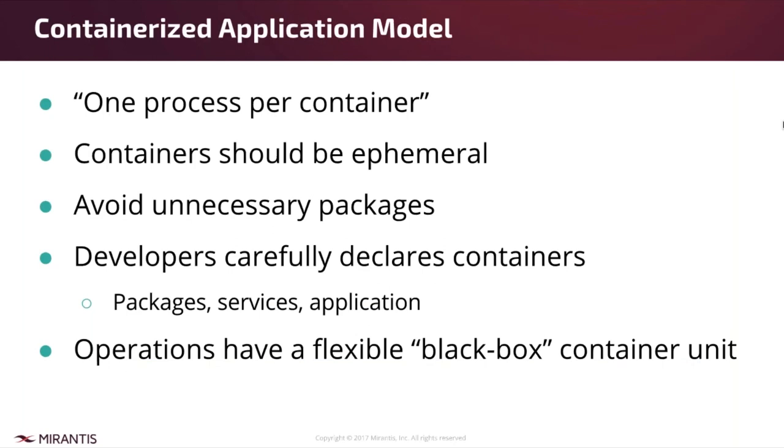Now the application model. So how should we define a container? What does an ideal container look like? Well, the rule of thumb really is to have one process per container. It's not necessarily a steadfast rule. And applications running in a container should be as ephemeral as possible. So if you've ever heard of pets versus cattle, you should treat it as cattle, something that can go away and come back at any notice, but it should not affect your application.